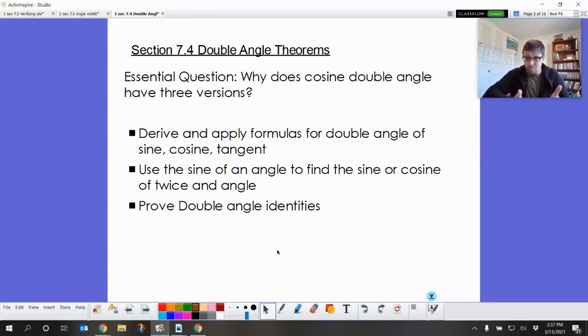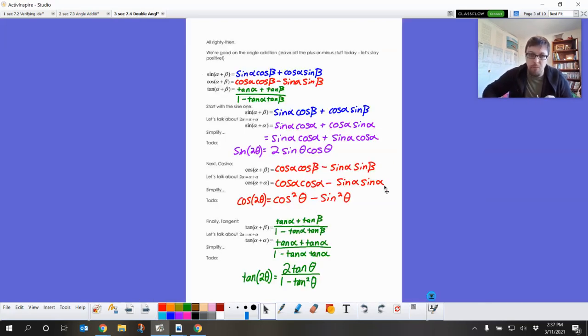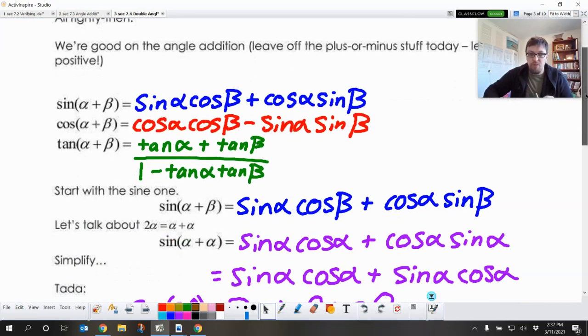Hi, welcome to section 7.4 on doubling angles. So last time the angles were two different angles. Now we're just going to do the same angle twice. So the proofs for these are pretty straightforward, so I'm just going to show them to you. We're just going to run through them really quickly.